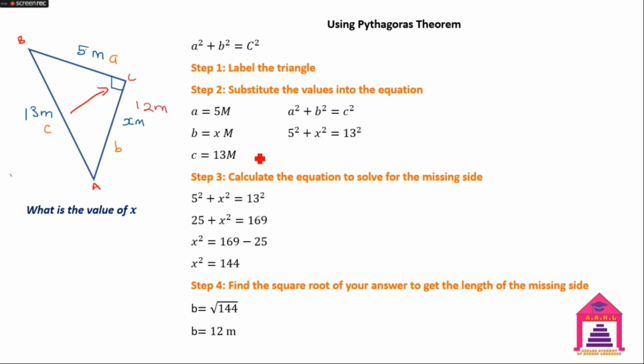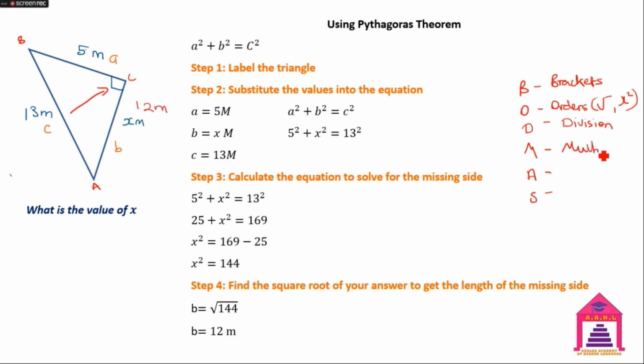So we're going to get our squares. When solving equations like this, you always want to follow BODMAS. You work out what's in brackets first, then you do your orders, which is like the square root and powers. Then you do division, then multiplication, addition, and subtraction.